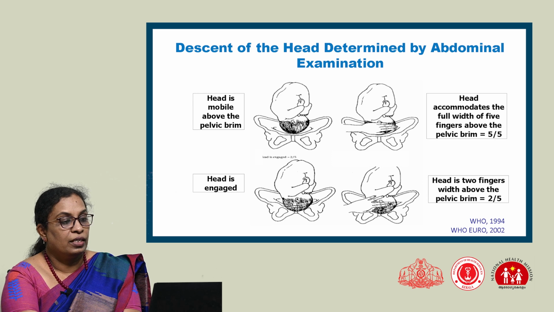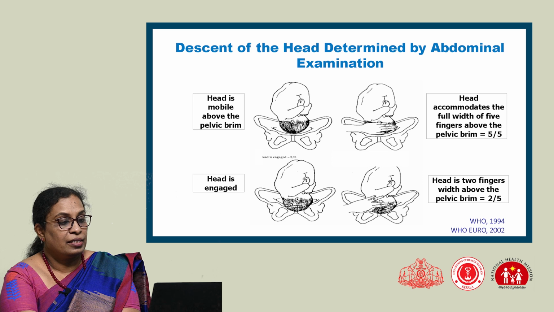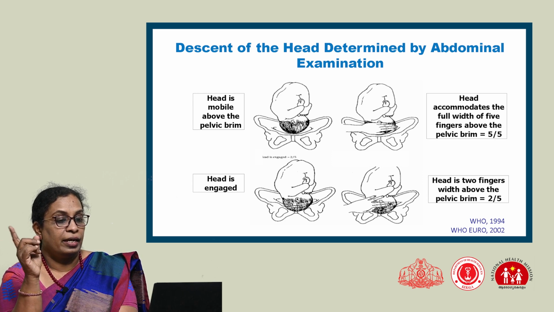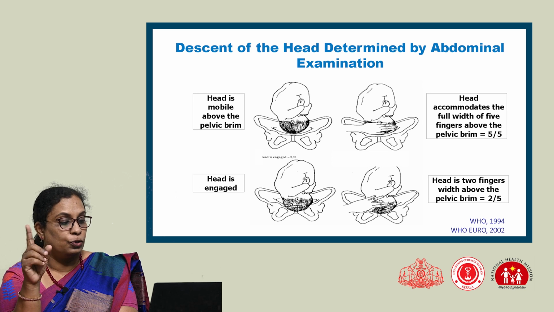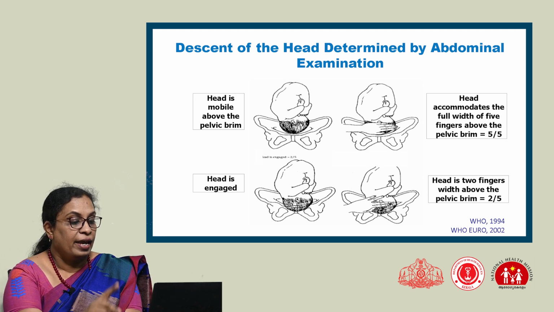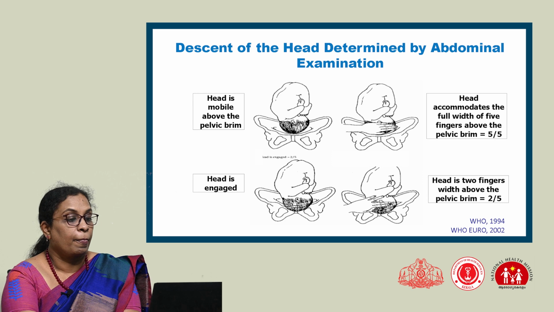This is how you see the descent. See the first picture shows the head is mobile, it's above the brim. Second is getting engaged. Parallel to that on the right, the other side, the head accommodating the full width of the 5 fingers above the pelvic brim, 5/5. Then the last picture in the corner, the head is 2/5 width above the pelvic brim, that is written as 2/5. Engaged is 0/5.